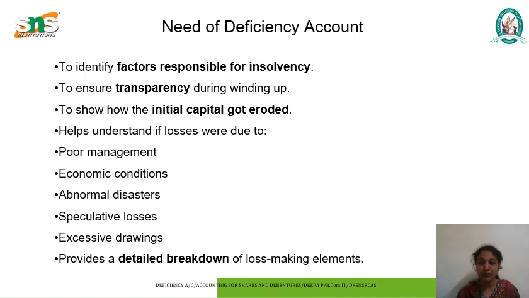For example, poor management, economic conditions, abnormal disasters if any, speculative losses if any, and excessive drawings, meaning amounts taken for personal use by the investors or owners. So it provides a detailed breakdown of the loss.